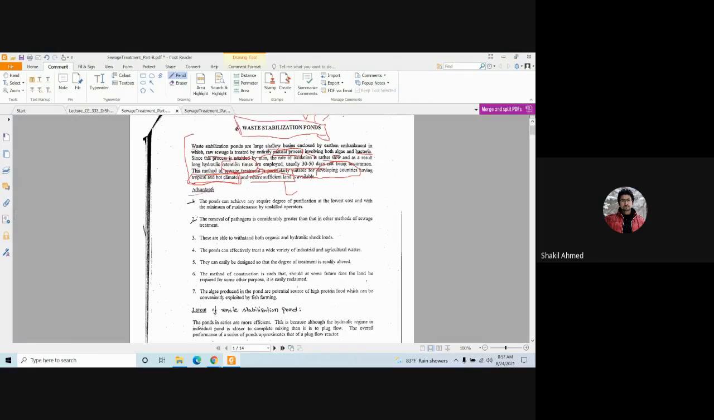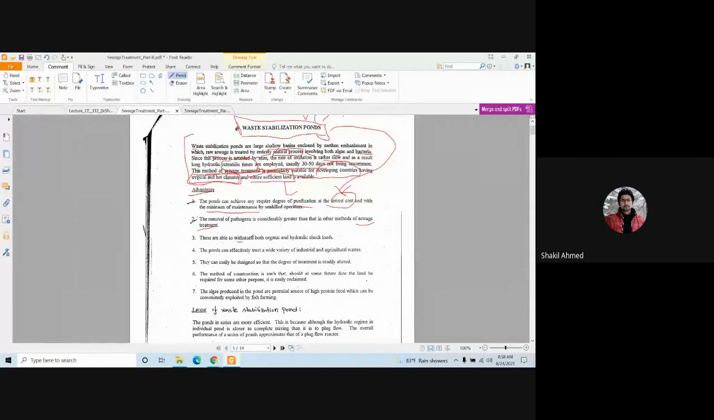Now, what are the advantages? The ponds can achieve any required degree of purification at the lowest cost. So this is an advantage. Cost is low. Why? Because this is a natural process. You do not need to provide a large volume of chemicals, with minimum maintenance. The removal of pathogens is considerably greater than that in other methods of sewage treatment.